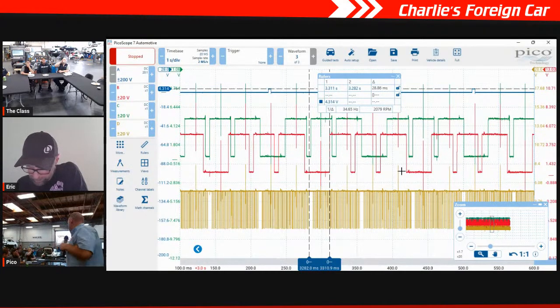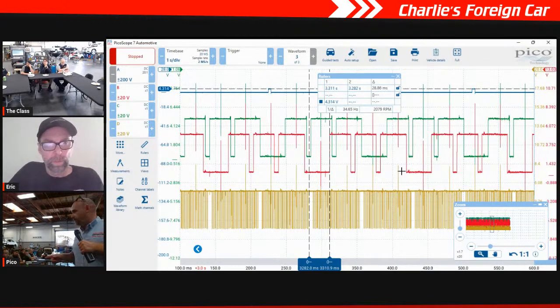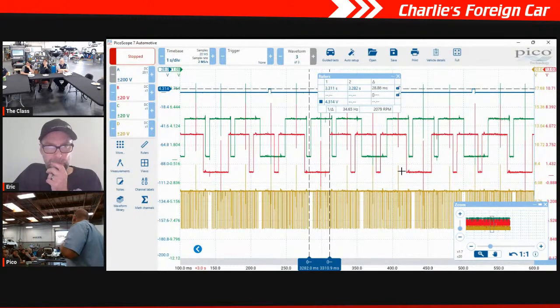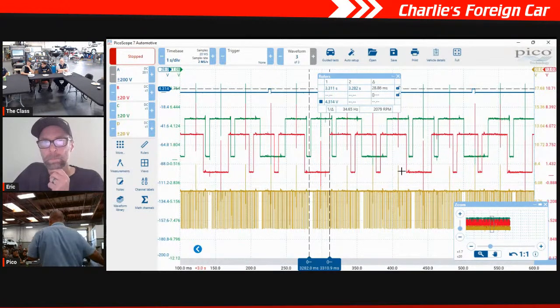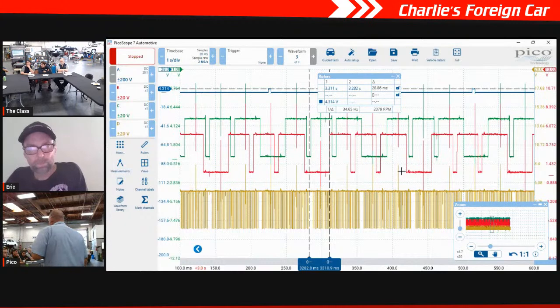Because we were at 38 milliseconds. So then, if we do this, did you guys hear the engine? Did the RPM go up or down? I'm with Jose. It changed. It was a little bit rougher. All right.